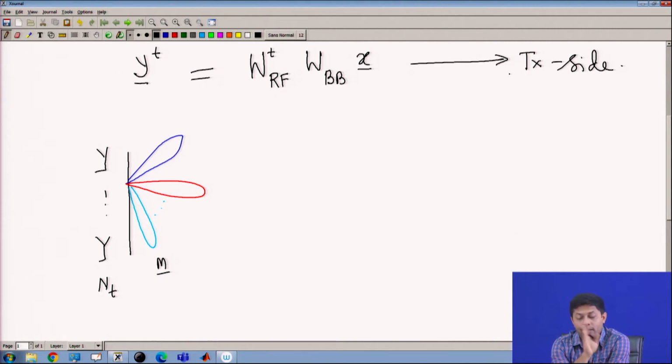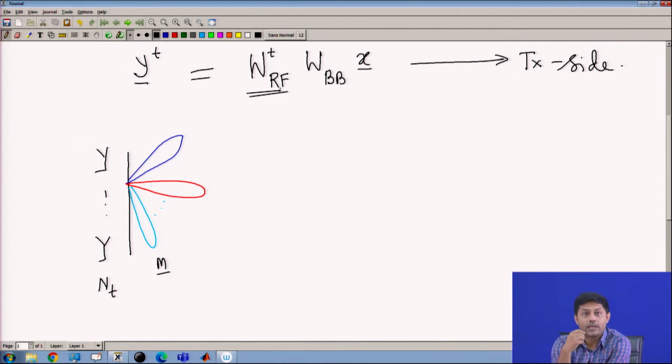I will come back to this Tx side for some more optimization on the WRF part, because WRF is a very critical component. It is the steering matrix. It is not a steering vector, rather a steering matrix. Now, what will happen on the Rx side? Before it goes to the Rx side, it has to go through the channel.